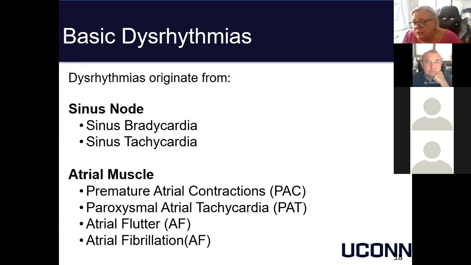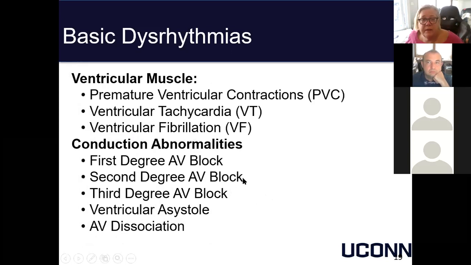Then you have atrial fibrillation where you see no P waves, there's no organization up in the atrium, but yet we're seeing QRSs based on the different impulses that are coming out of the atrium that are making their way down the AV node, down the bundles. And so you are getting QRS complexes.